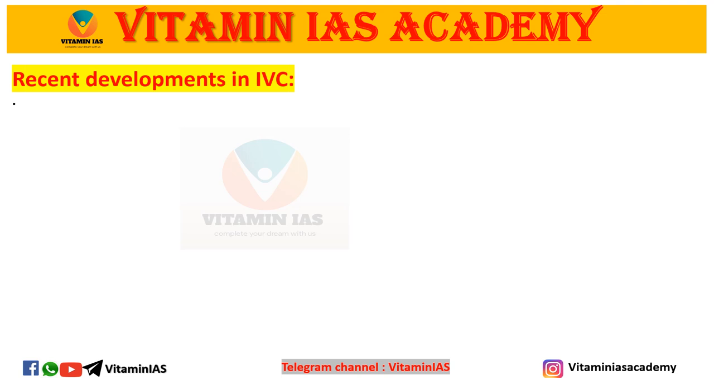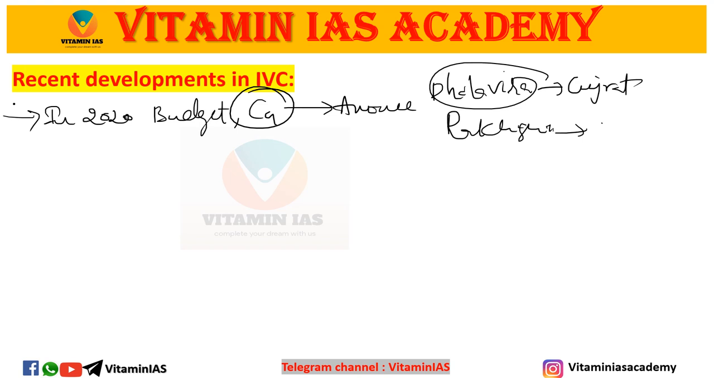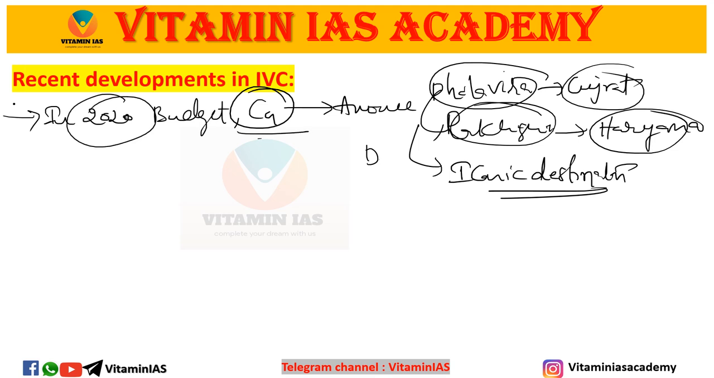Latest developments: recent developments in the Indus Valley civilization. In the budget, the central government announced Dholavira in Gujarat and Rakhigarhi in Haryana. These places were mentioned as iconic destinations, meaning development here will make them iconic destinations, in the budget by the central government.